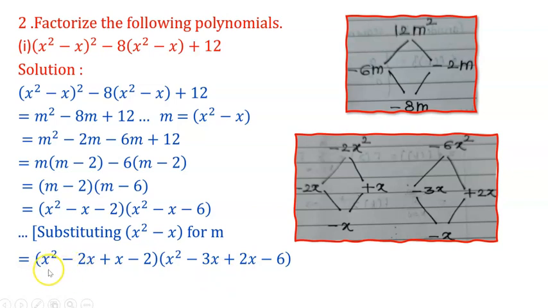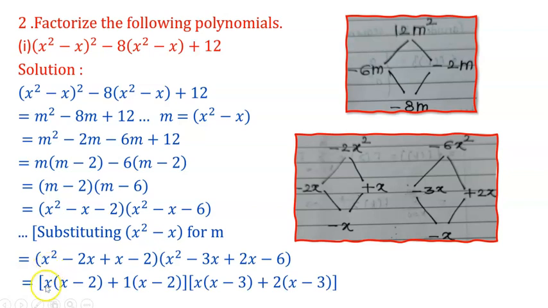Again take the common from the x square minus 2x. Then what is the common? That is x is common. Then in bracket you will get here x minus 2. From the next two terms, take 1 as common. Then in bracket you will get here x minus 2. From the next two terms, take x as common. Then in bracket you will get here x minus 2. From the next two terms, take 2 as common. Then in bracket you will get here x minus 3.